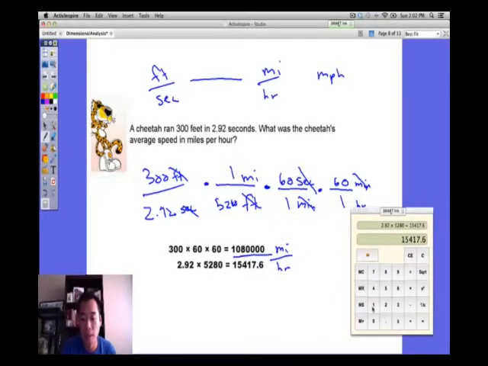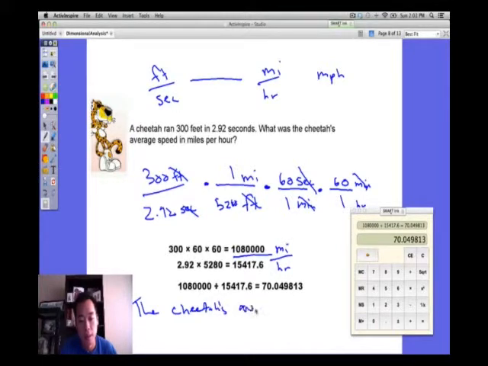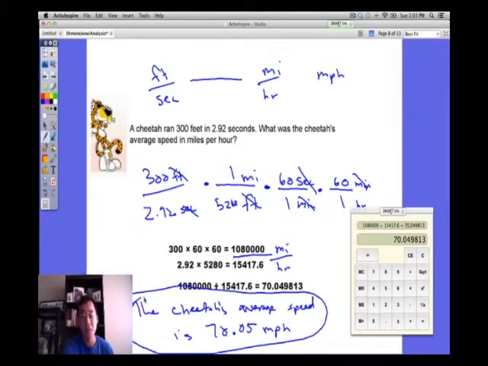So I'm going to put in the calculator 1,080,000 divided by 15,417.6, and what I get is the cheetah's average speed in miles per hour. So the cheetah's average speed is 70.05, rounded to two decimal places, miles per hour. And there is dimensional analysis at its best.